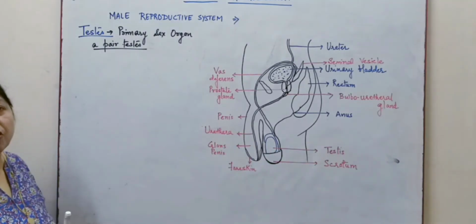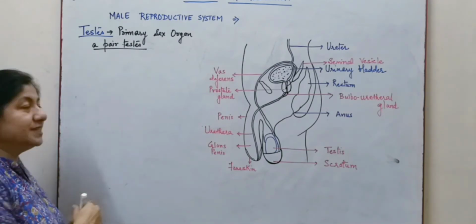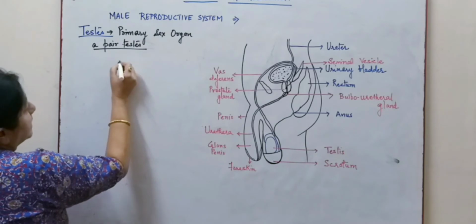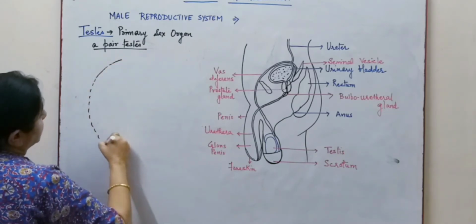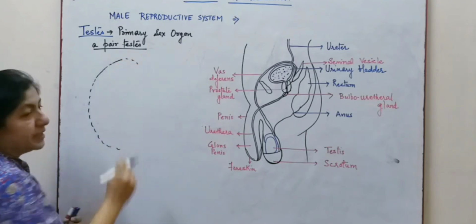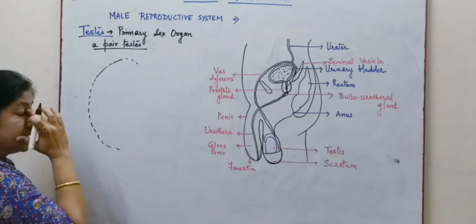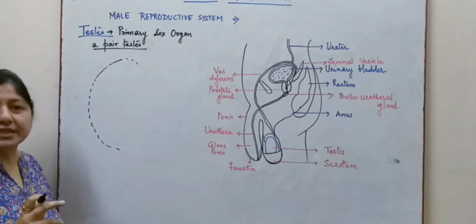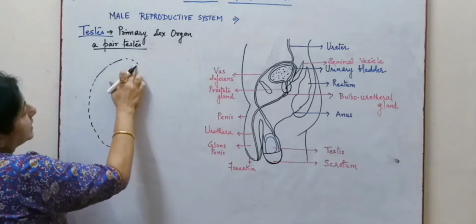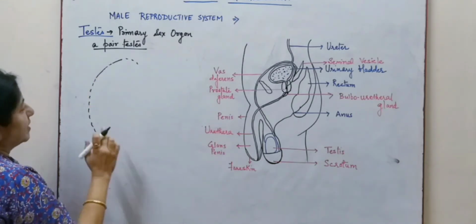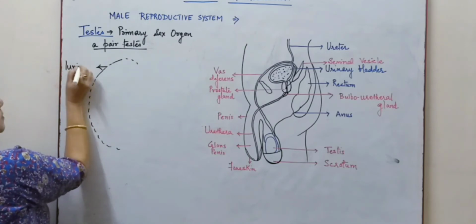Now when we talk of the testis as a structure, each testis has layers. The testis is oval in shape, and it is around 2 to 3 centimeters wide. It is a small structure, and each of the testes has an outer layer which is known as tunica albuginea.